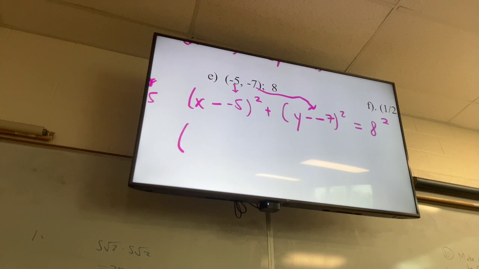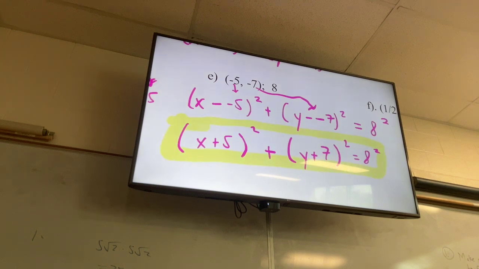Minus -5 is technically what? Minus -7 is technically what? Plus 7. You can leave it as a squared if you want. Yeah, I don't care if you like the square root ones.